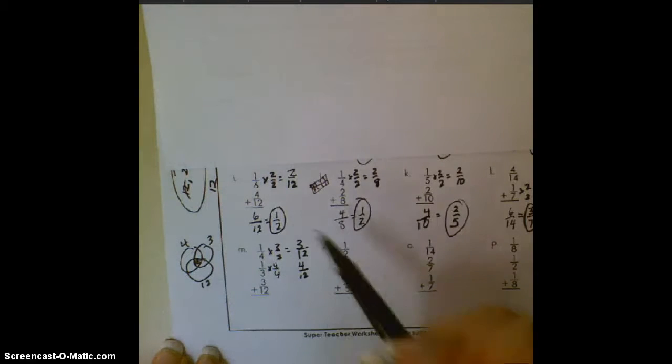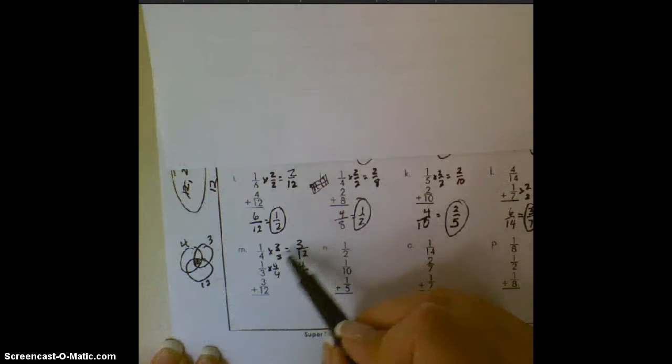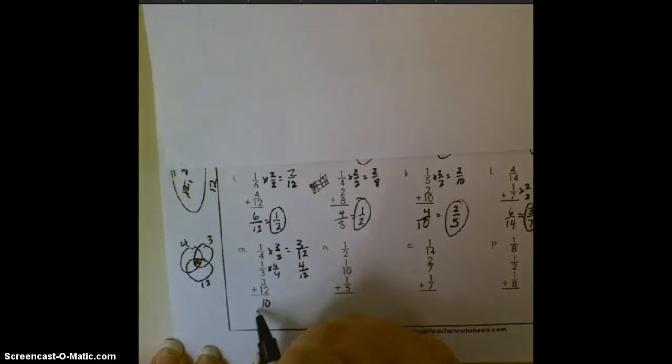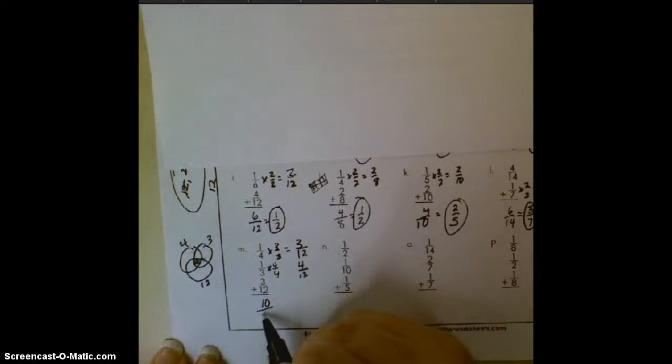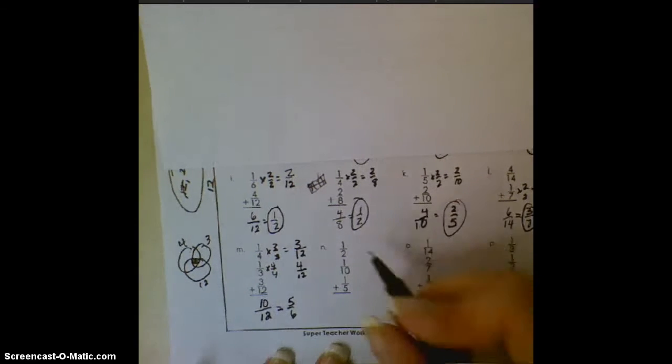Now I need to add up all of my numerators. 3 plus 3 is 6, plus another 4 is 10. And my denominator stays the same, 12. I could reduce this if I wanted to, and I could make it 5/6 by dividing them both by 2/2.